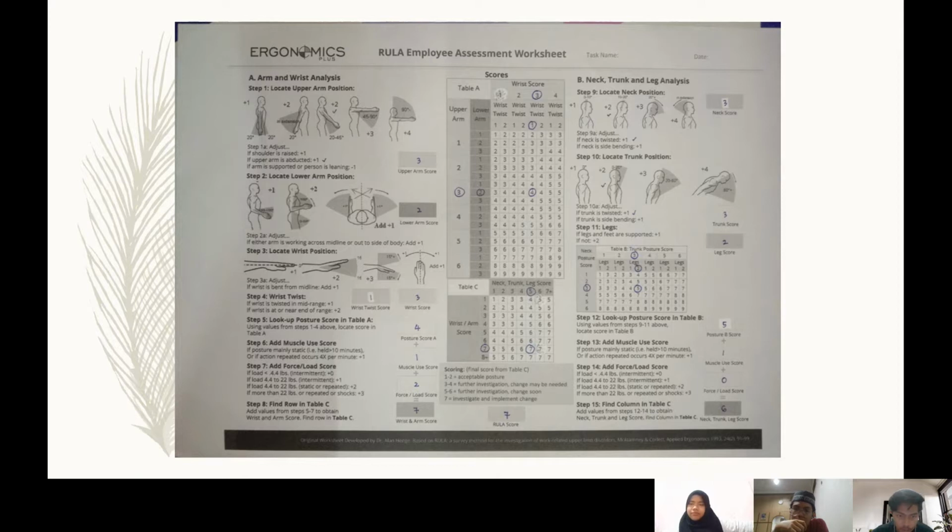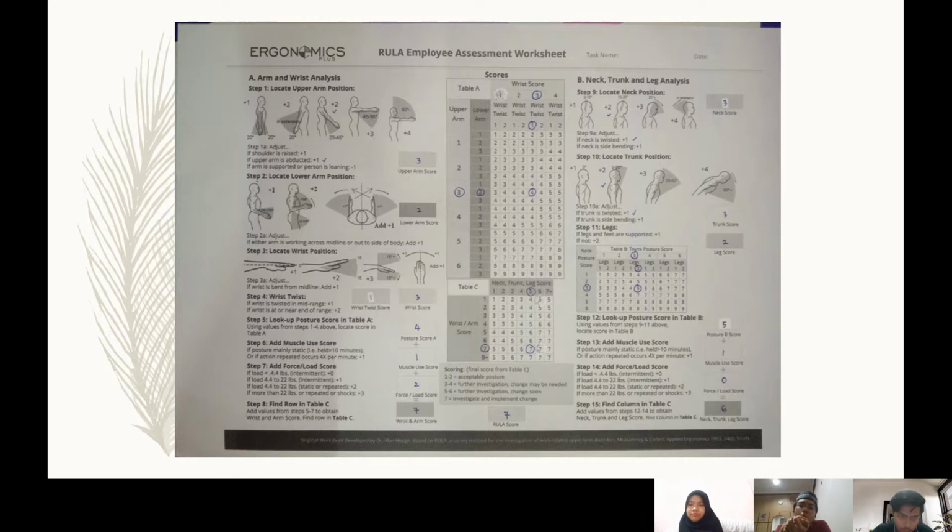Moving on is the third step, which is locating the wrist position. For the third step, we have obtained the score of 3, and the degree of the wrist position is 50 degrees upward and 50 degrees downward. This happened because the cashier needs to serve the customer by putting the items inside their plastic bag.